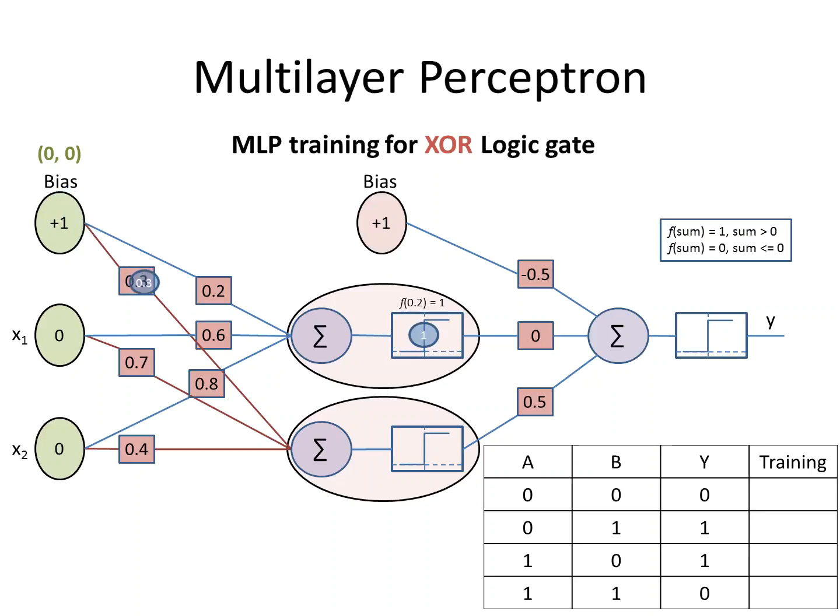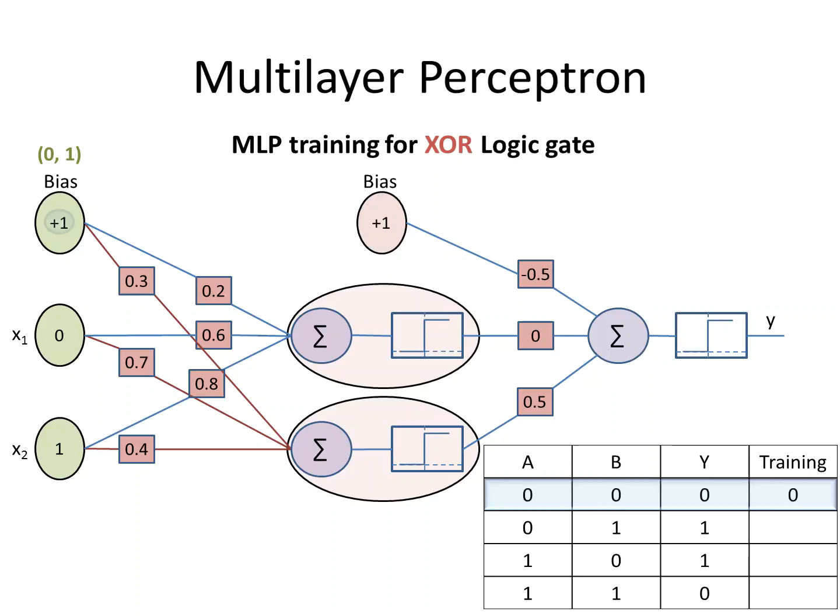Similarly for the second neuron in the hidden layer, we'll move ahead, and it gives me the output as 0.3. After passing through the threshold function, it gives me the output as 1. So now these two outputs of the first hidden layer will act as an input for the output layer. After this, the output layer weighted sum comes out to be 0, and the threshold function gives the output as 0. So this is correct.